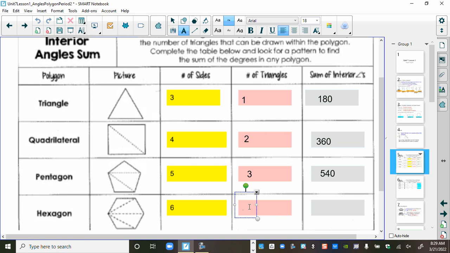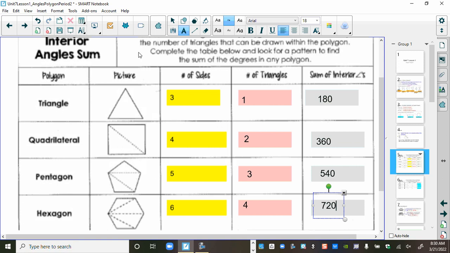Okay, hexagon, 6 sides. How many triangles do we have? Too high. You have 4 triangles. So we have 4 triangles. What's 4 times 180? So 180 times 4, 720.